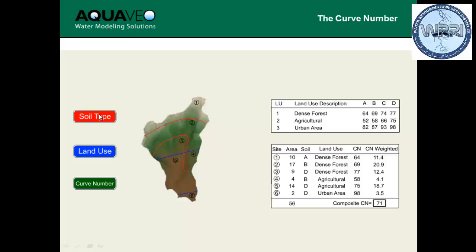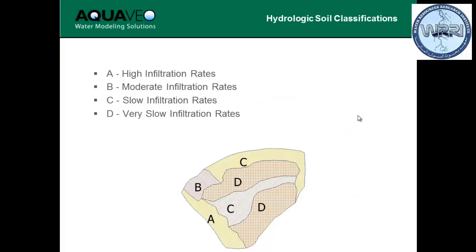So to compute a curve number, you need a soil type coverage, a land use coverage, and you need curve number values for each soil type and each land use. So that's this table here. Once you've done that, you can overlay the land use soil type polygons on top of your drainage coverage, and WMS will compute a composite curve number.